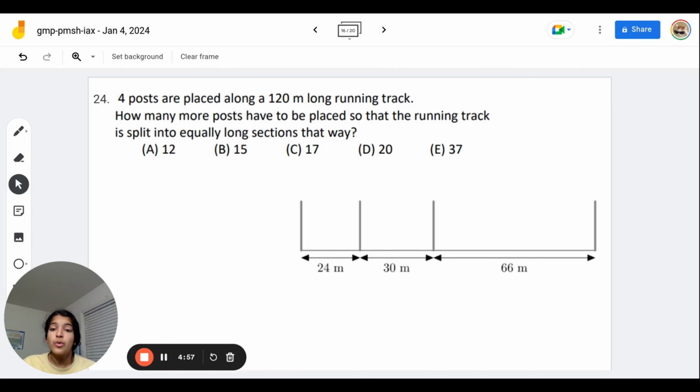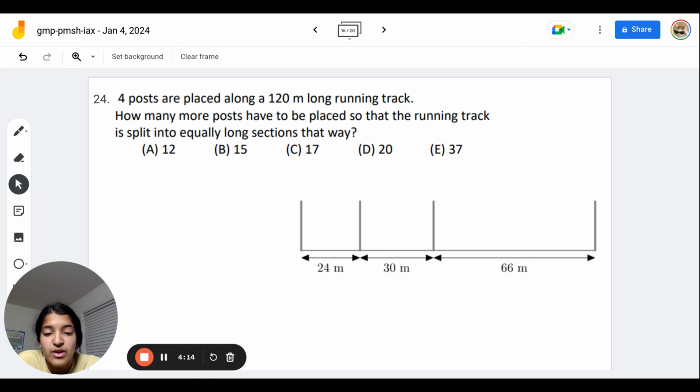Number 24. 4 posts are placed along a 120-meter long running track. How many more posts have to be placed so that the running track is split into equally long sections that way? So we see that the running track is already split up into 3 sections. And there is the 24-meter one, the 30-meter one, and the 66-meter one. And now we have to evenly split all of them to make sure that the entire track is evenly split up. So for this one, let's see what the greatest common multiple is for all 3 of these numbers so we can find something that would be pretty big that we could split up into.